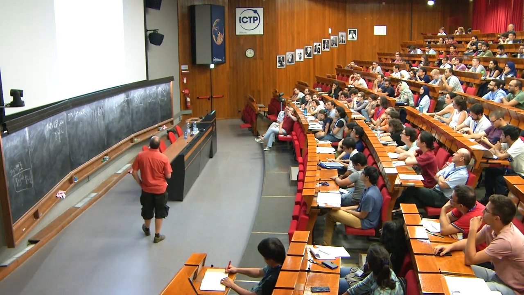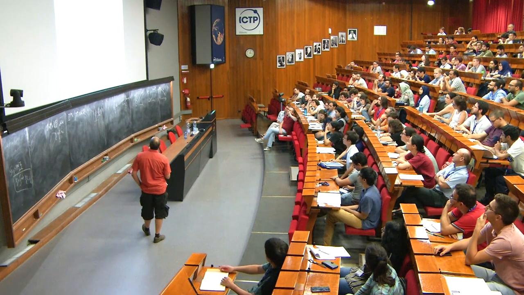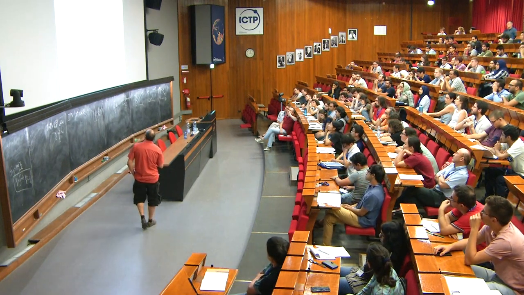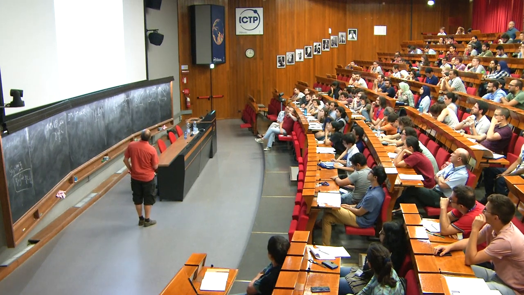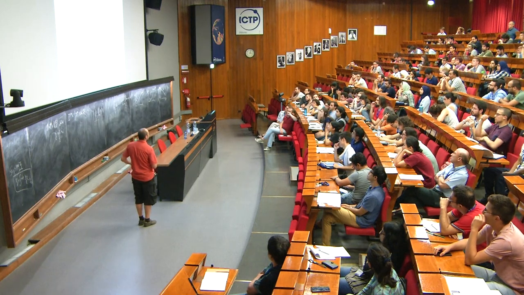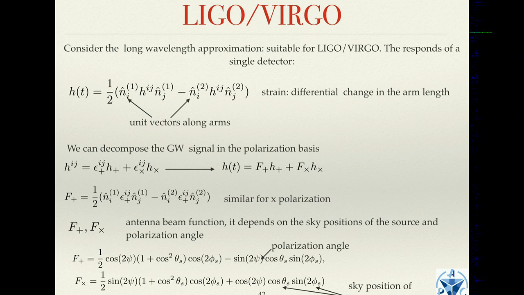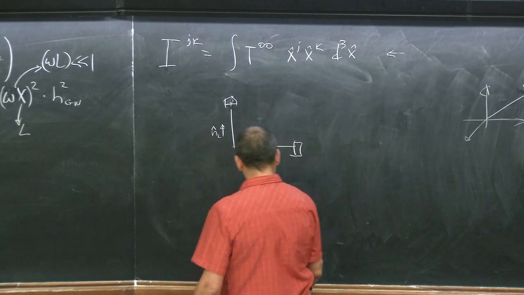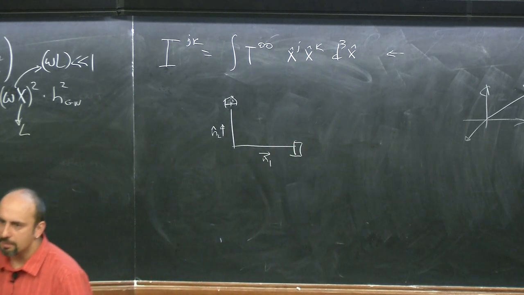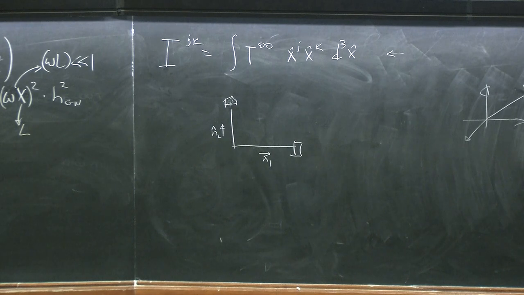Now I want to speak a bit about LIGO Virgo, and here I again use the long wavelength approximation. It's much easier for me. And what the detector sees is actually not h plus, h cross. What it sees is what's called the strain, h(t), the differential change in arm length. And here h_ij could be arbitrary, propagating in an arbitrary direction. What we see is basically the projections of h_ij on the arm lengths of your detector. So your detector is here, there, and this will be n2, this will be the n1 vector. You project your h on the arm lengths and you take a difference. That's what the detector sees.